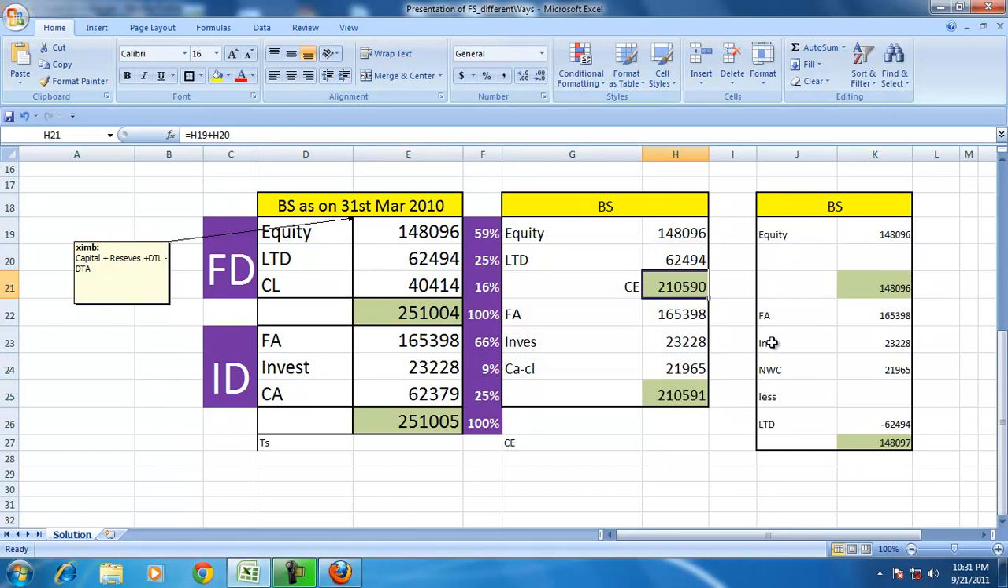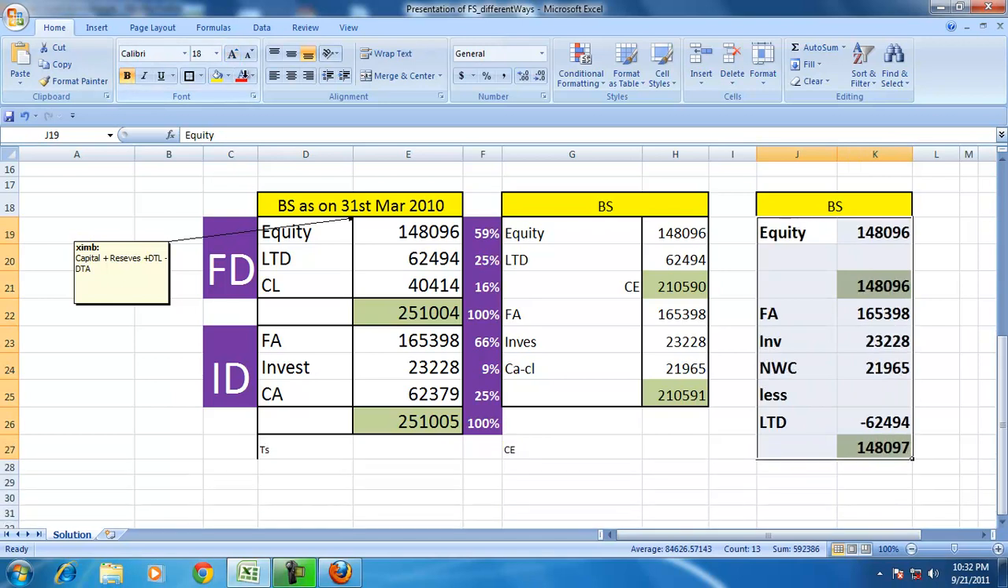The capital employed of Reliance as on 31st March is equity plus long-term debt, represented by fixed assets, investments and the working capital. Now this balance sheet can be further changed and presented by using the equity as the focus. Equity is 148,096, supported by the corresponding assets minus long-term debt.